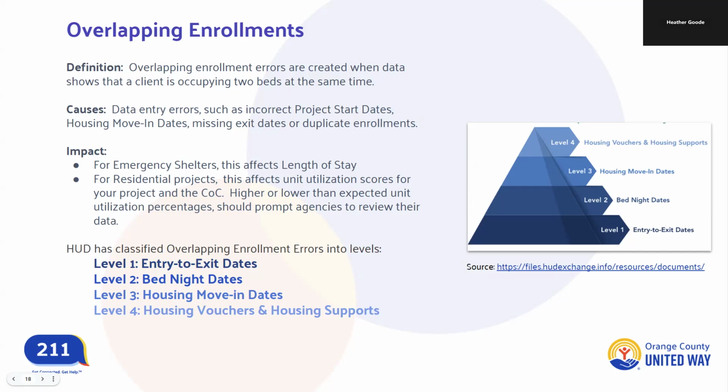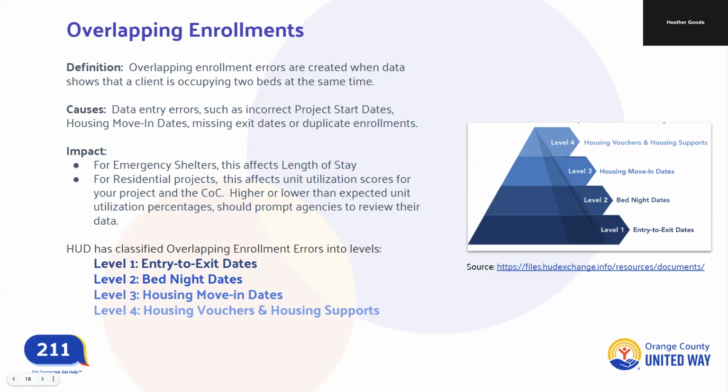To give you an example, the current COC threshold for length of stay is 30 days or less. The COC's current average is 162 days, and this will keep increasing without data cleanup. For residential projects, this affects unit utilization scores. Higher or lower than expected unit utilization percentage should prompt agencies to review their data.